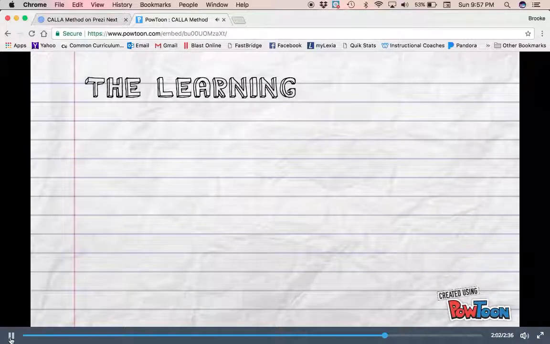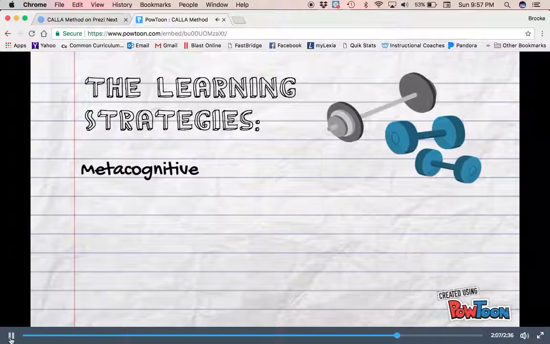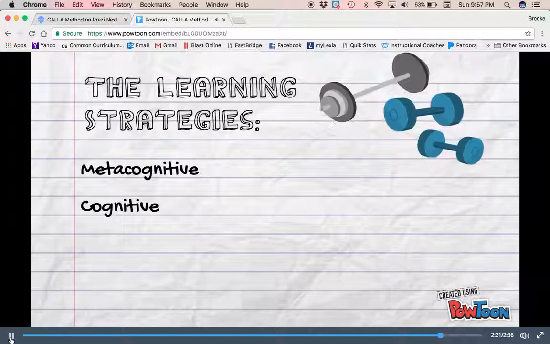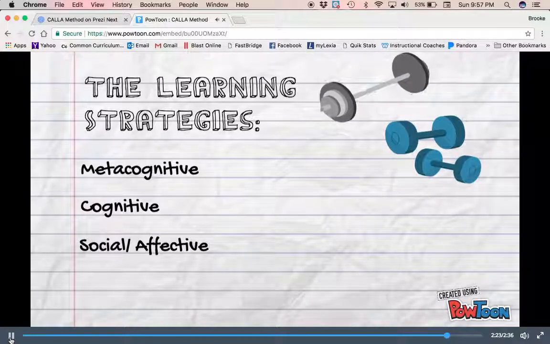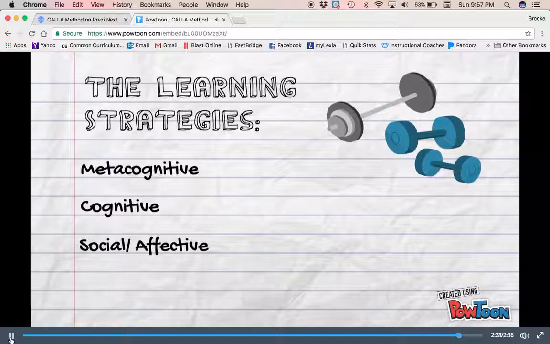There are 3 learning strategies in the Calla method. The first is the metacognitive. The students need to understand the way they learn and think about their thinking. Next is the cognitive. It is a strategy they use in order to learn more successfully. And lastly is the social affective strategy. It is non-academic but includes emotions, attitudes, and being able to work with others.